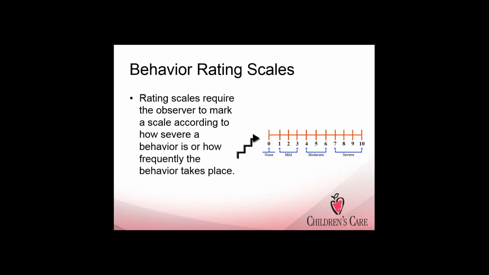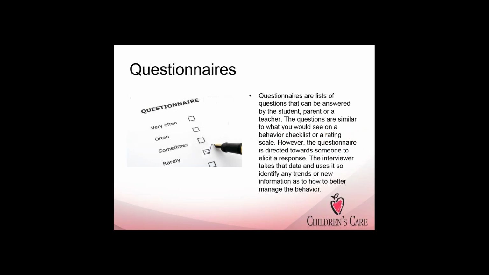The next is behavior rating scales. This requires the observer to mark how severe the behavior is or how frequently the behavior is taking place. And then a questionnaire. A lot of the questionnaires are very similar to the checklist or a rating scale, but with the questionnaire, you're trying to elicit a response from the person being interviewed. And then the interviewer is going to take that data. They're going to look to see if there are any trends, and if there's any information in that data to see if they can better treat or manage the behavior.